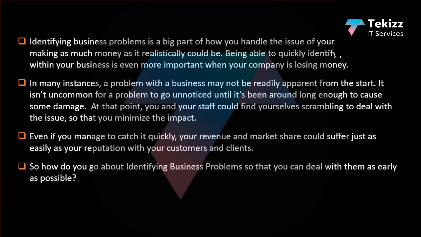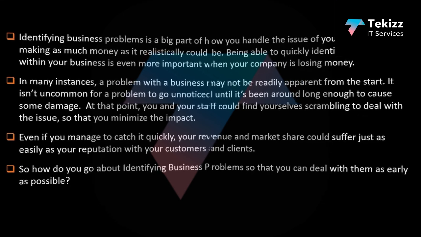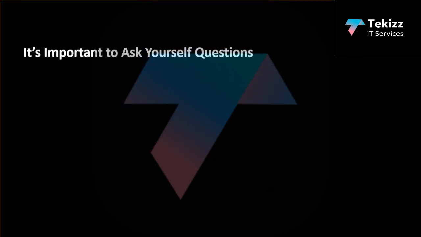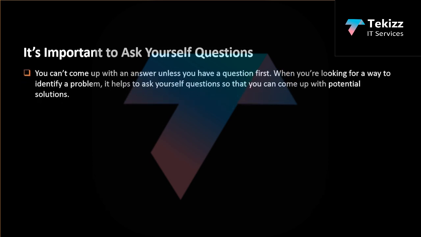So the question is, how do you go about identifying the business problems so that you can deal with them as early as possible? It is very important to ask yourself a question, because you can't come up with an answer unless you have a question first. So when you are looking for a way to identify a problem, it helps to ask yourself a question or a series of questions so that you can come up with a potential solution.